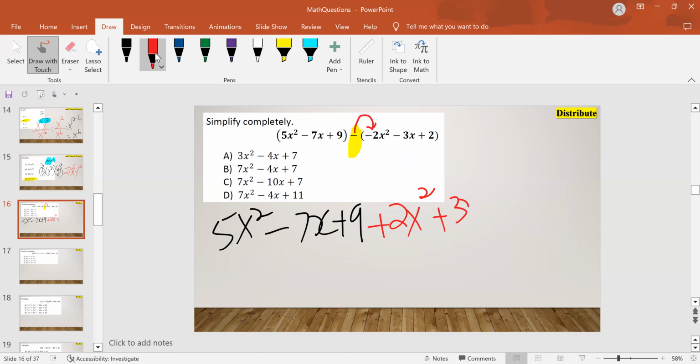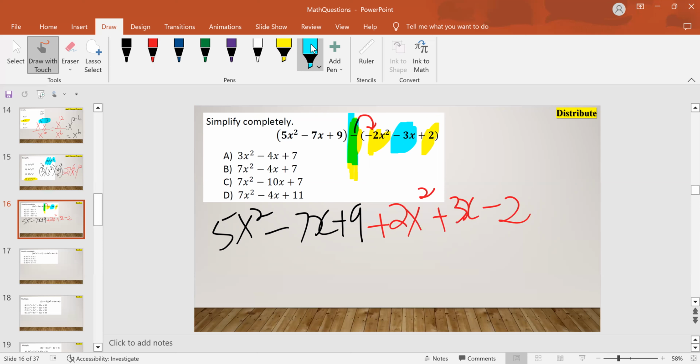plus 3x minus 2. Okay, so you have to understand that the negative sign will change the negative 2x squared to positive 2x squared. The same negative sign will change the negative 3x to positive 3x. The same negative sign will change the positive 2 to negative 2. So every time you have a negative sign in front of a parenthesis, like we have here, that negative sign will change the sign of all the expressions in the parentheses.